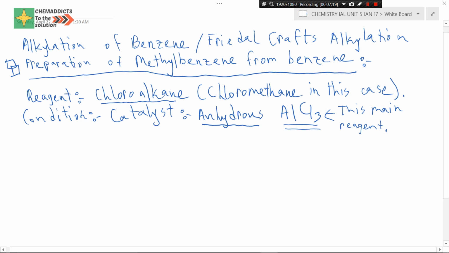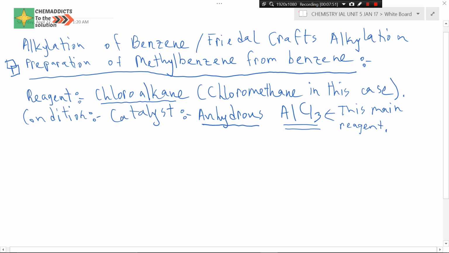Let me repeat this once again. Anhydrous aluminium chloride should be used since chloroalkanes can be hydrolyzed by water easily, so a side reaction may occur. This is another reason. Here the reagent is chloroalkane, chloromethane in this case, and the condition for this reaction is using a catalyst, anhydrous aluminium chloride, or in other words aluminium chloride should be dry. That's it so far.